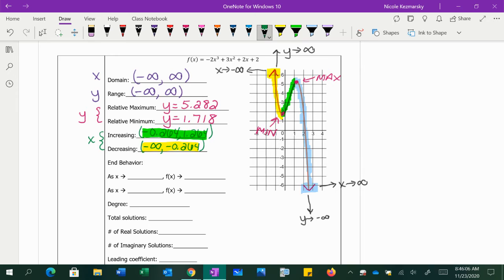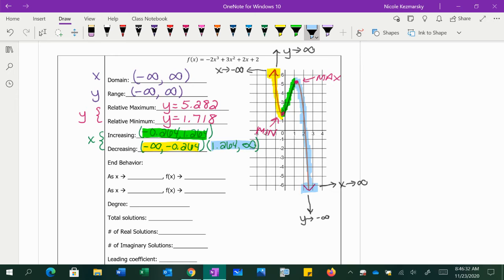Then it decreases again. The graph starts at the max and heads down towards the blue arrow. So it starts at 1.264 and continues until positive infinity. Be careful here. It's not negative infinity. Negative infinity is the y. Positive infinity is what the x is doing. And so that's the blue region.